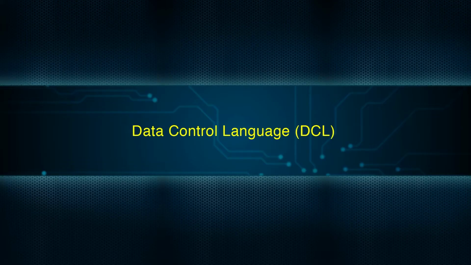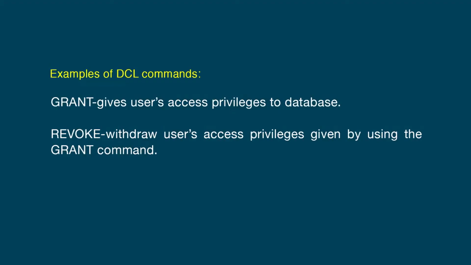Data Control Language or DCL. These SQL commands are used for providing security to database objects. These commands are grant and revoke. DCL will grant and take back authority from any database user. Examples of DCL commands: grant gives users access privileges to the database. Revoke withdraws users' access privileges given by using the grant command.